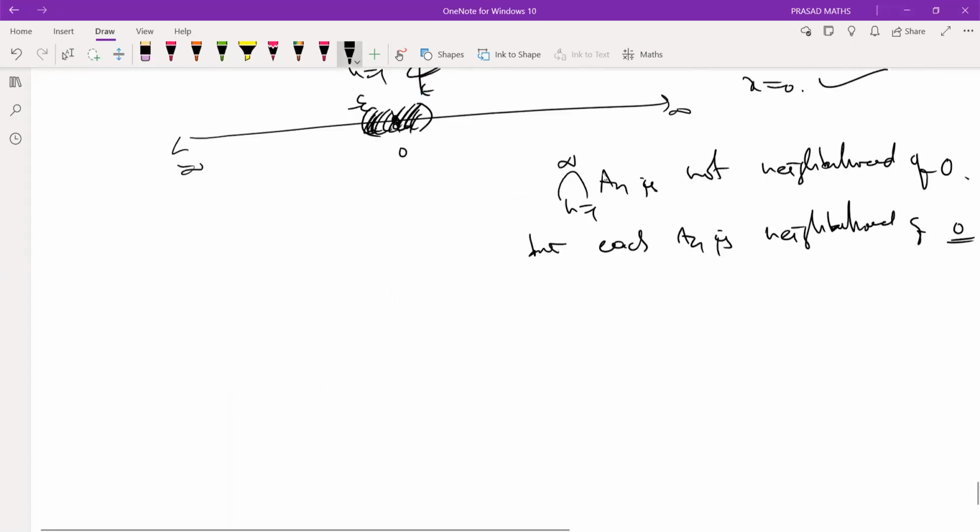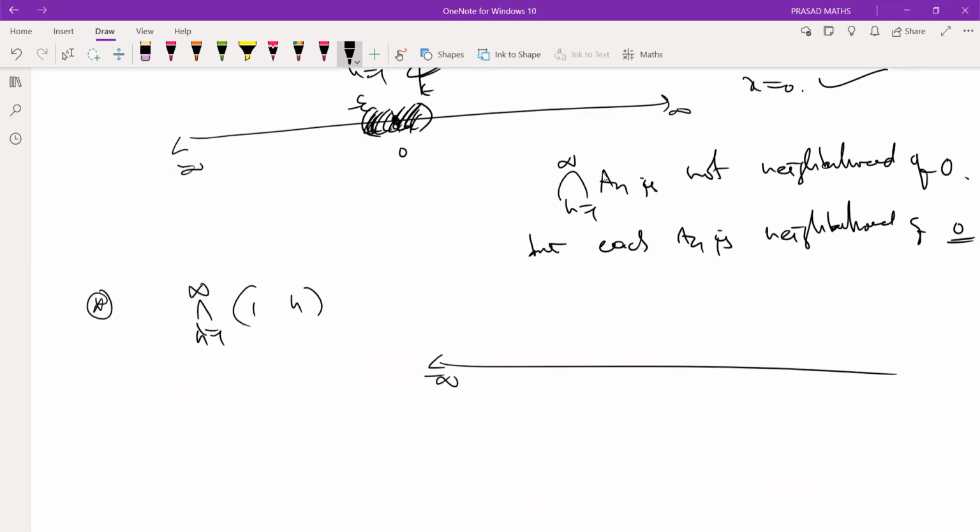Another example: sorry, for an arbitrary intersection, will it be a neighborhood again? It may or may not be. That's my point. You take this interval. What is the intersection? Anybody? What is the intersection?